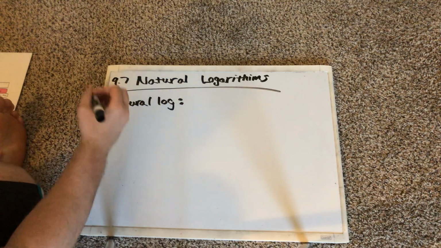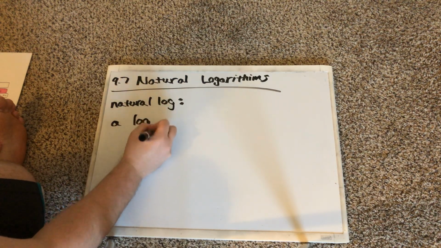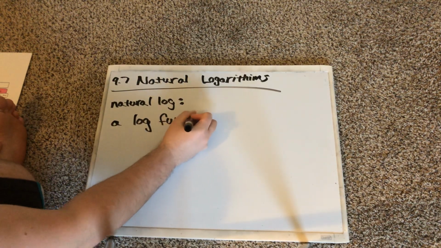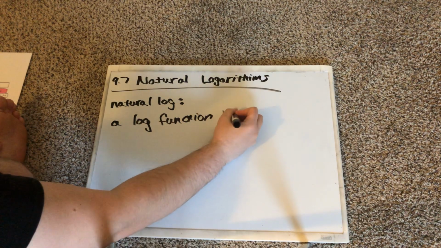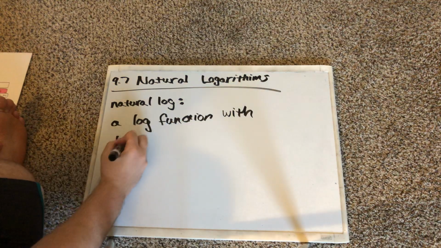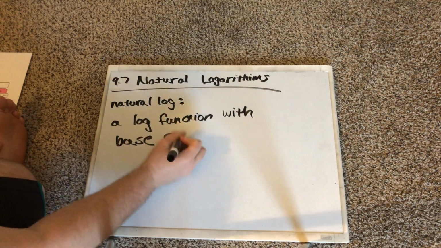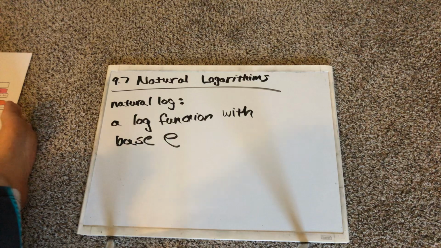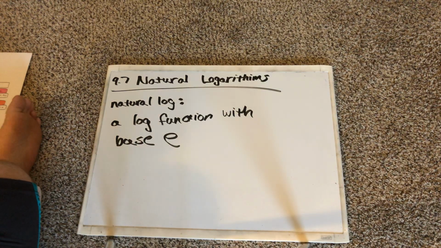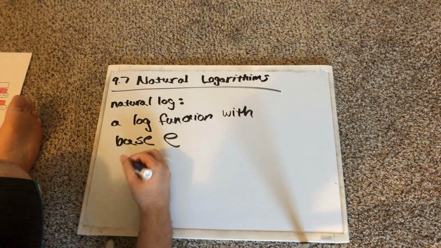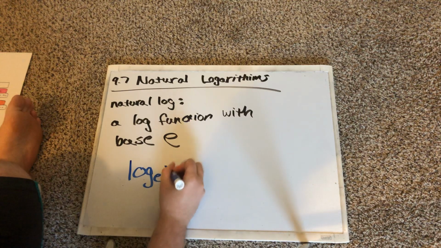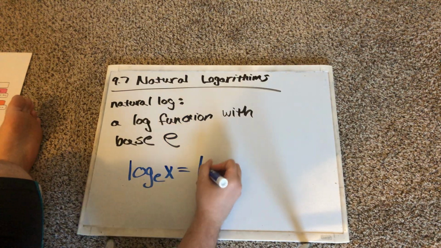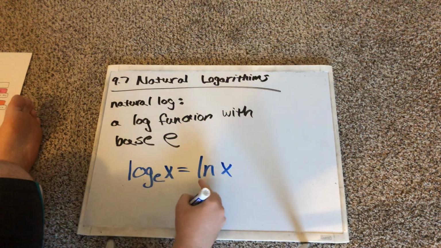and what it is, it's a log function with a base e. So normally, if there's no base, we say the base is 10. But if we have log with a base e of x, that is going to turn into the natural log, so ln x.